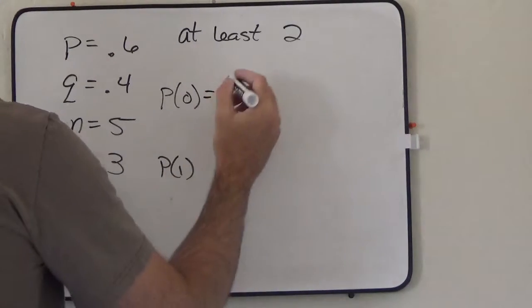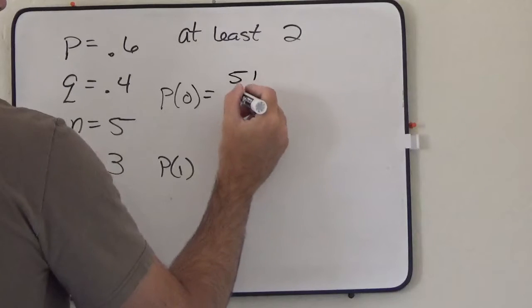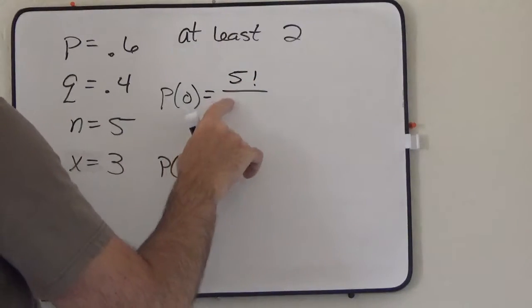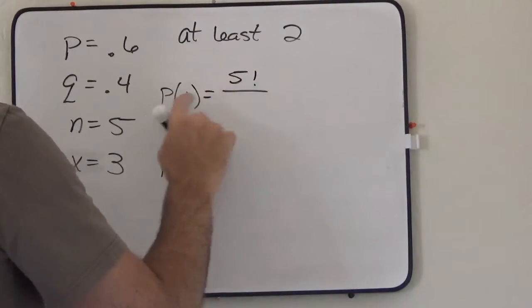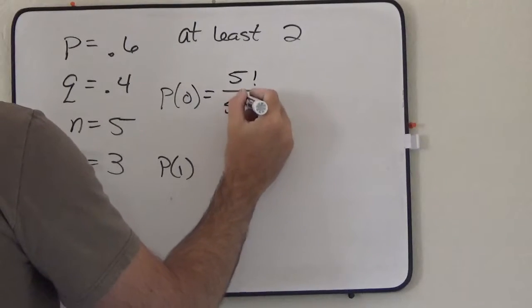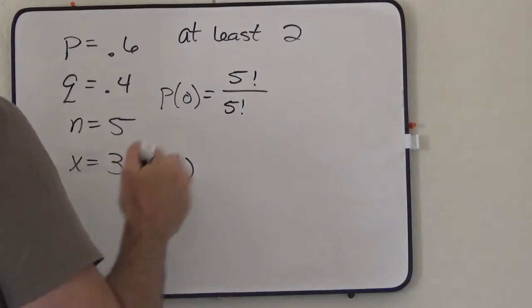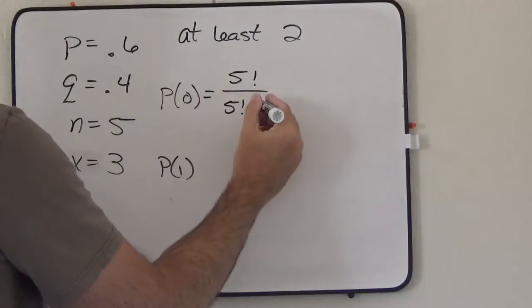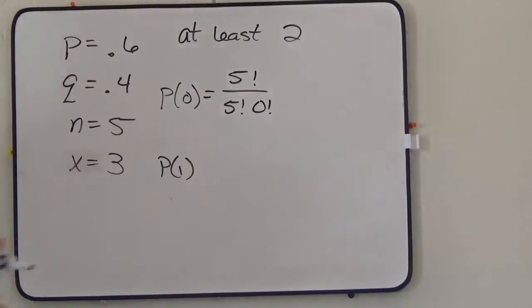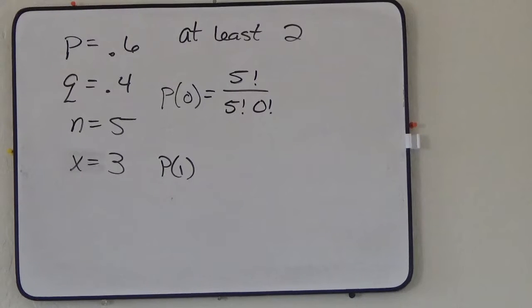Okay, here's how we set this up. There are 5 people in the trial, 5 factorial. This spot right here is for 5 minus x. 5 minus 0 is still 5 factorial. This spot right here is for x factorial, 0 factorial. Now, I know you're going to think that 0 factorial is 0, which means this would be an undefined problem. But 0 factorial actually equals 1. Don't ask me why, I don't know the reason for it, but just know that 0 factorial equals 1.